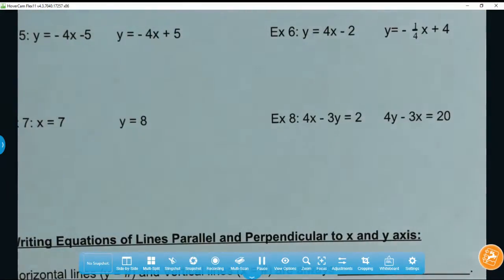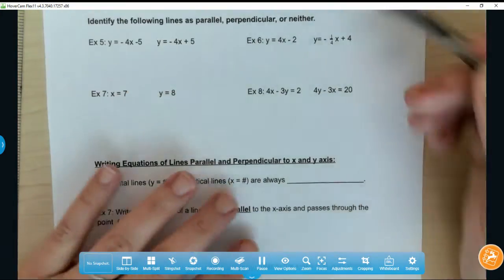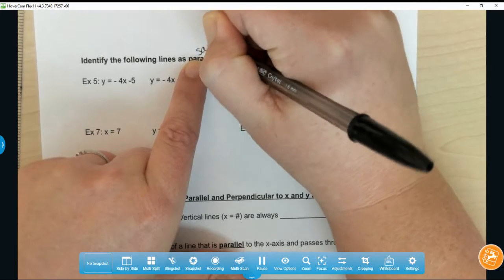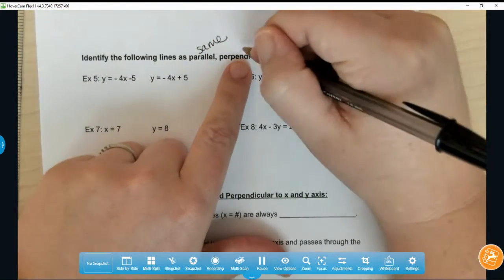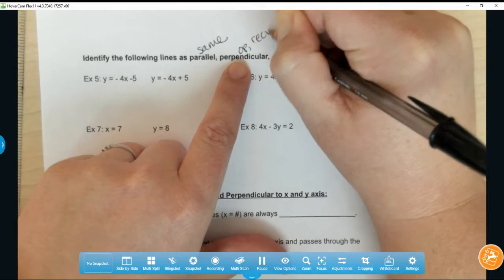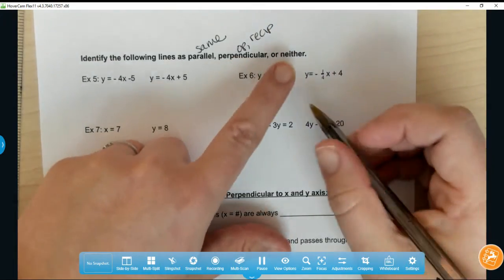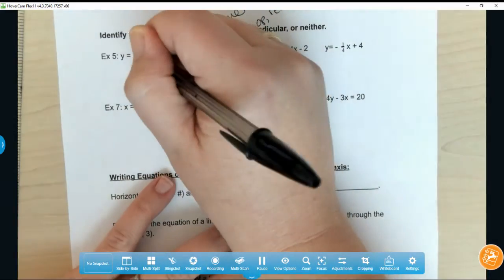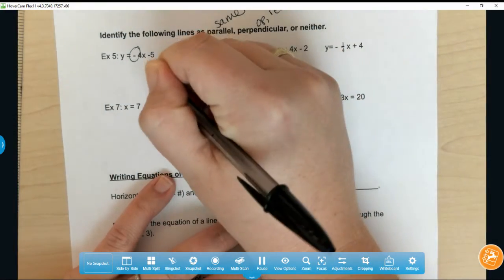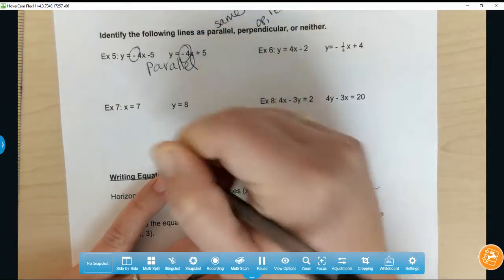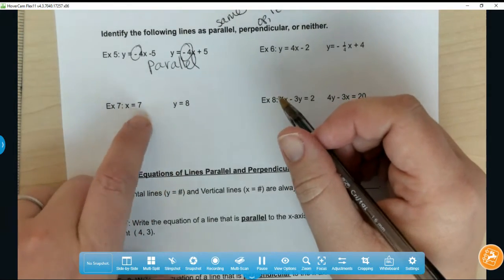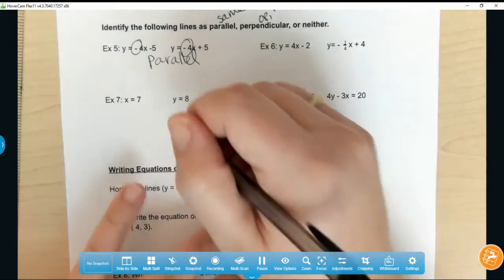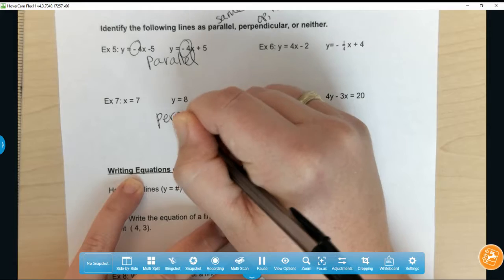Okay, going to that next page. If you're looking at the equations and you're identifying it as parallel, you're thinking same slope; perpendicular, opposite reciprocal, so that switch and flip we talked about; or neither. So if you look here, -4, -4, those are going to be the same slope, so that would be parallel. We talked about on our last example that if you have a vertical line and a horizontal line, those are going to be perpendicular.